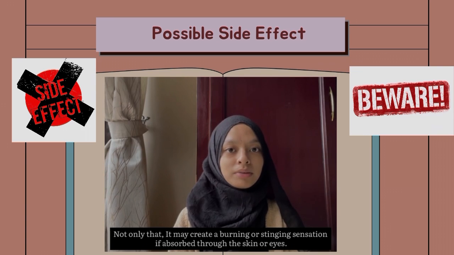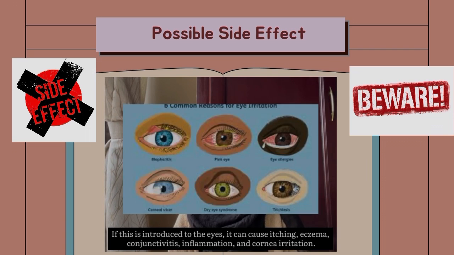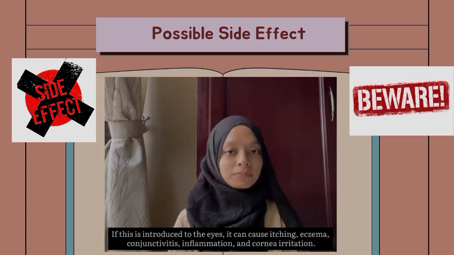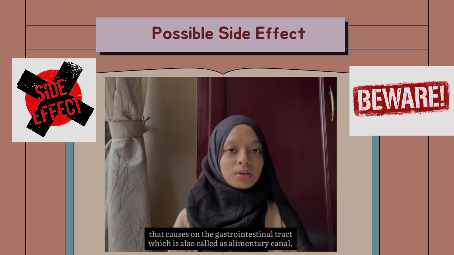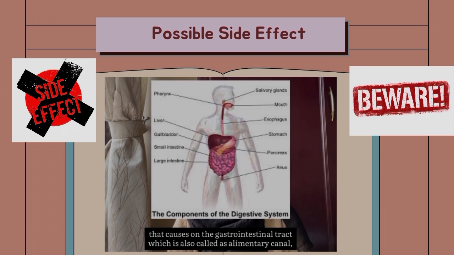Not only that, it may create a burning or a stinging sensation if absorbed through the skin or eyes. If this is introduced to the eyes, it can cause itching, eczema, conjunctivitis, inflammation, and cornea irritation. It is only mildly toxic as it is most often vomited up quickly due to the extreme irritation it causes on the gastrointestinal tract, which is also called the alimentary canal, the pathway by which food enters the body and solid wastes are expelled.